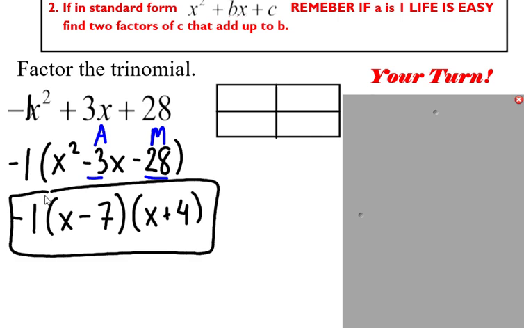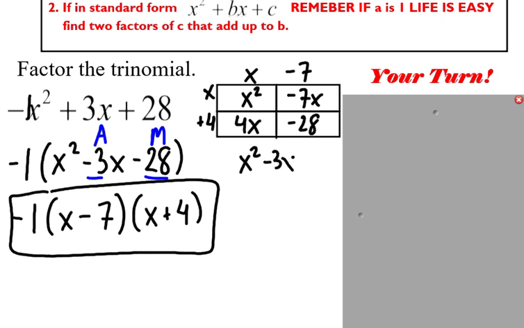And it's factored. You could check by doing x minus 7, x plus 4. X times x is x squared. X times minus 7 is minus 7x. 4 times x is 4x. 4 times negative 7 is negative 28. Your result is x squared minus 3x minus 28, which is what the middle part was. There's still that negative 1 out front, which when you distribute it back through, will leave you with the original result. So it checks out.